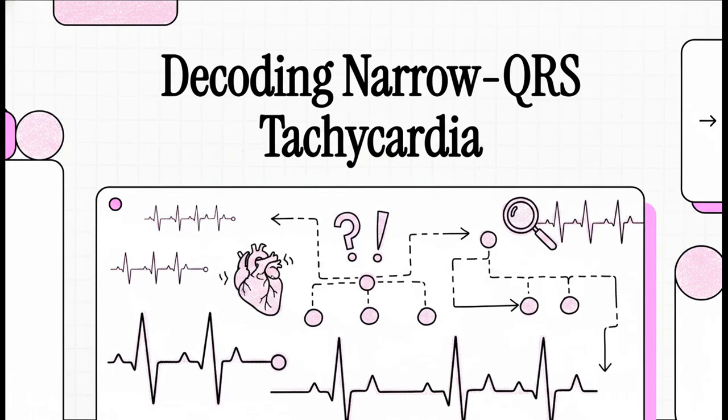All right, let's dive into a fundamental challenge in clinical electrocardiology: figuring out the cause of a regular, narrow QRS tachycardia. Now, this is a super common scenario, but it demands a really rigorous and systematic approach to be certain about the diagnosis. And that's exactly the framework we're going to build together today.